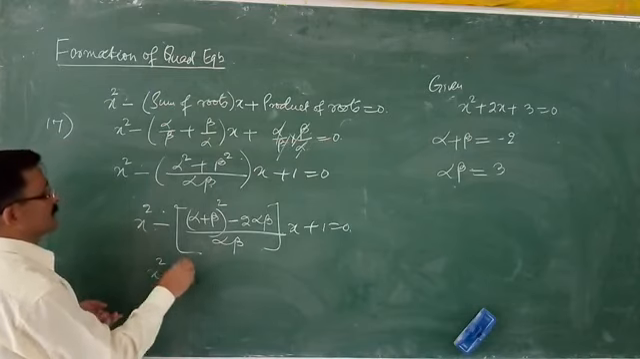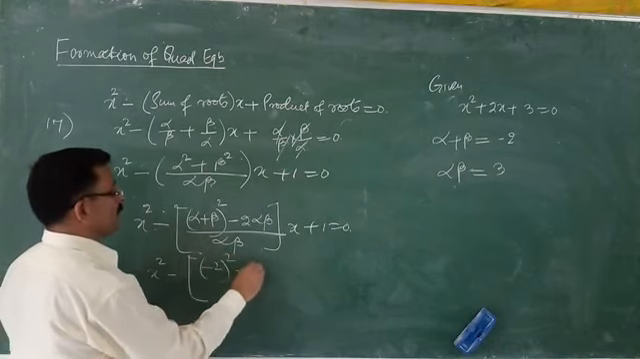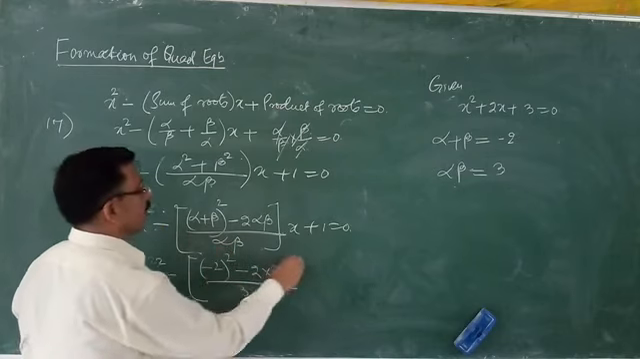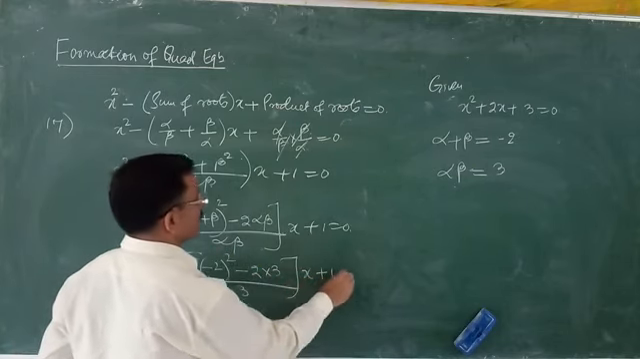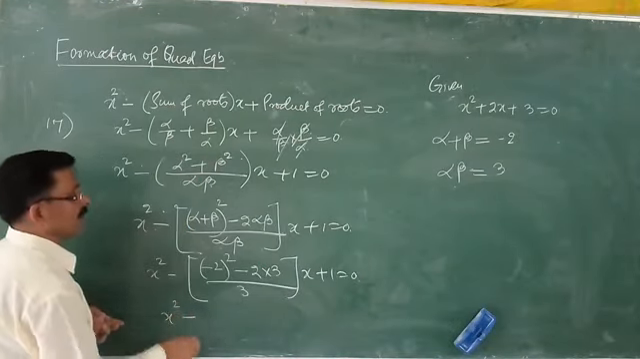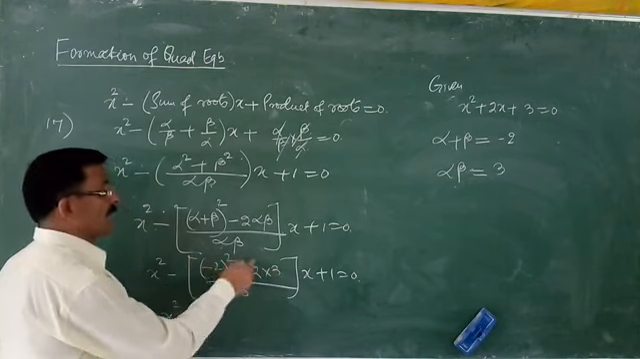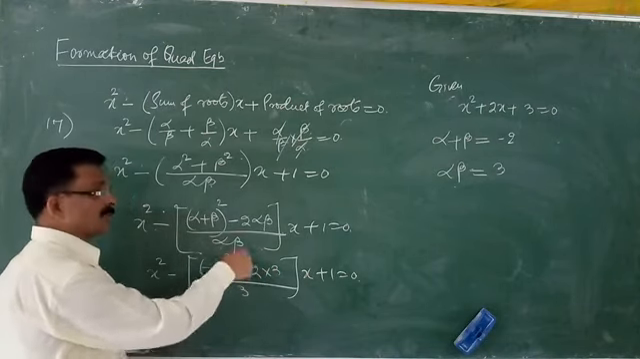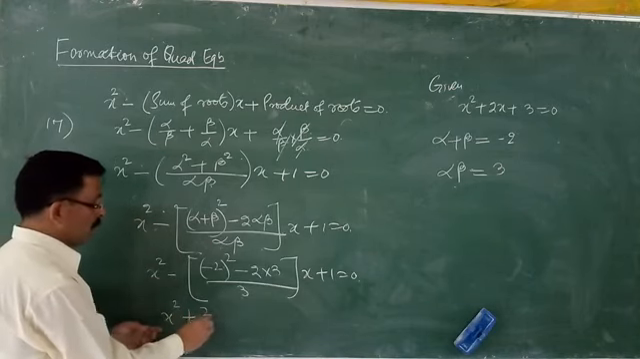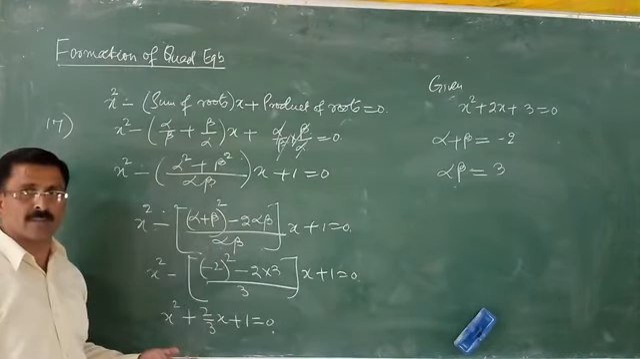x square minus alpha plus beta, which is negative 2, whole square minus 2 alpha beta, which is 3, into 3, divided by alpha beta, which is 3, and then x plus 1 is equal to 0. Now this will be x square minus, this will become positive, so this will be 4 and this will be negative 6. 4 minus 6 is negative 2, so this will become negative 2 over 3. Now when I open the bracket, again minus is there, so it will become positive 2 over 3 x plus 1 is equal to 0. This is your quadratic equation.